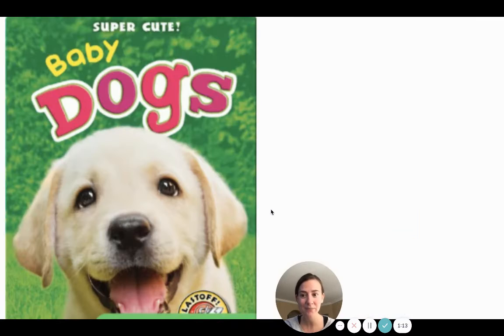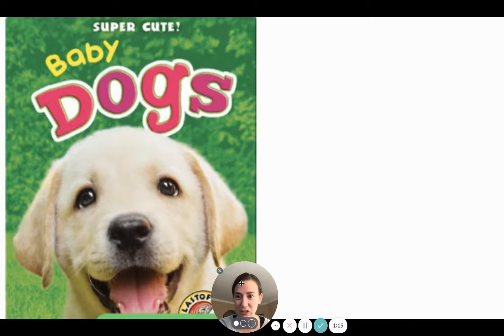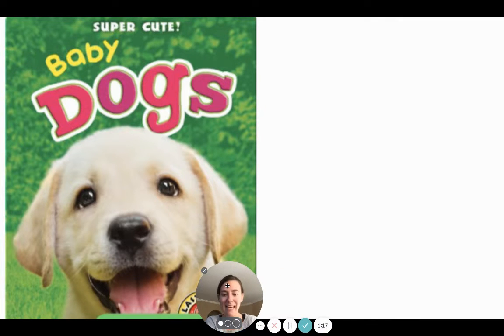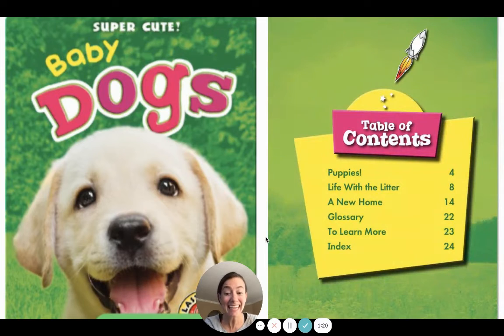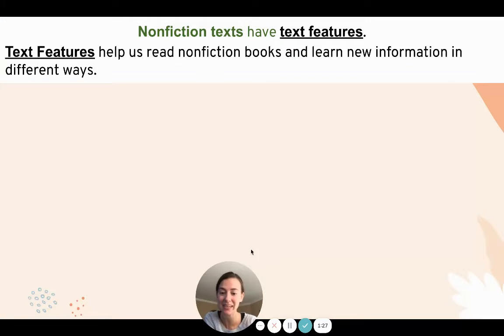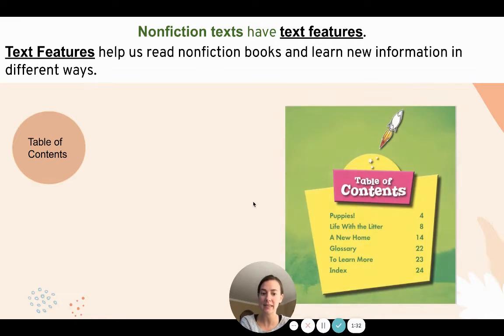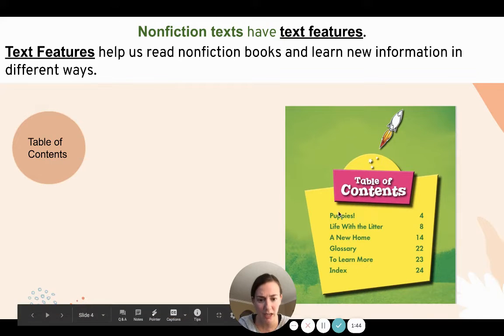Let's take a look. Do you guys remember reading that story, Baby Dogs? We read it last week. In that story, there was a table of contents. So cool. You guys have already been reading about this. So let's take a look at what a table of contents is. Here's an example. So just take a second, look at it. What do you notice about our table of contents? You may notice words. You may notice numbers.